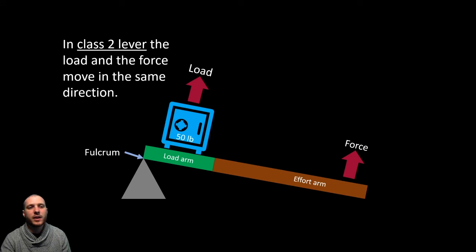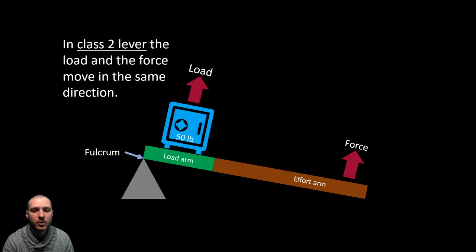Looking at a class 2 lever then, we're going to move the fulcrum all the way to the one side, and now we have the load arm closer to the fulcrum and the effort arm on the distal aspect. And what the difference is between class 1 is now the force and load are both traveling the same direction. Whereas if you remember with class 1, the load was going down and the force was going up. That is no longer the case with the class 2 lever. Both of these are going up now.